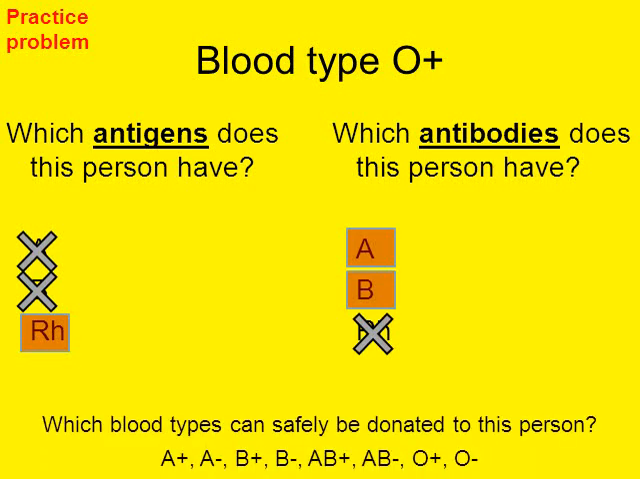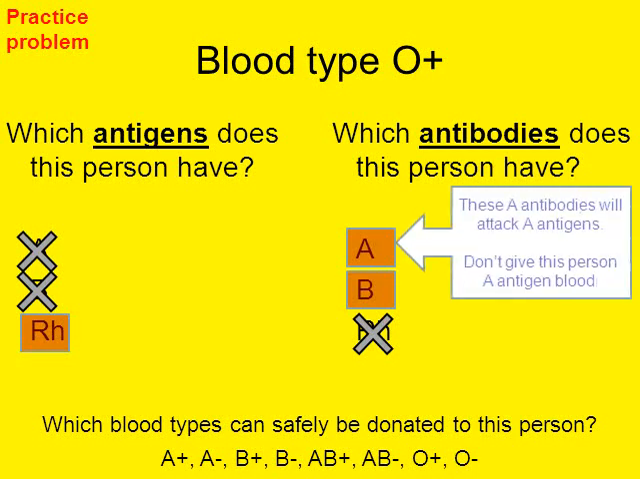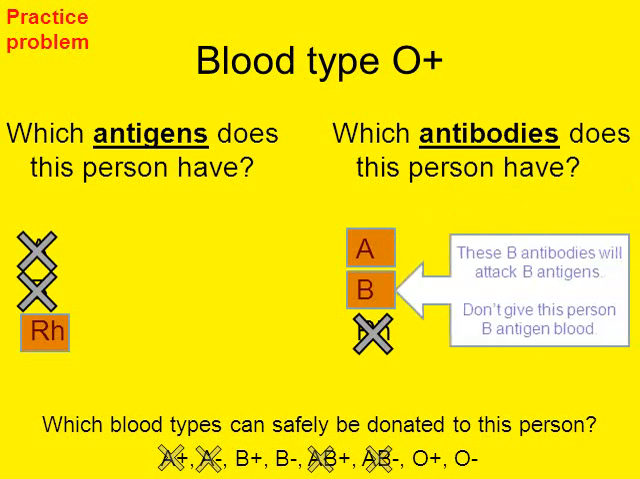So here's that question you saw, which blood types can safely be donated to this person? You have to keep 2 things in mind. First thing, they have an A antibody. So don't give this person anything with an A antigen. Look at the bottom. Cross out everything with an A antigen. I just crossed out 4 of them that have A antigens. But the second thing we have to keep in mind, they also have a B antibody. So don't give this person anything with a B antigen. And I just crossed out the last two that had B antigens. The ones that are not crossed out, O positive, O negative, those are safe.